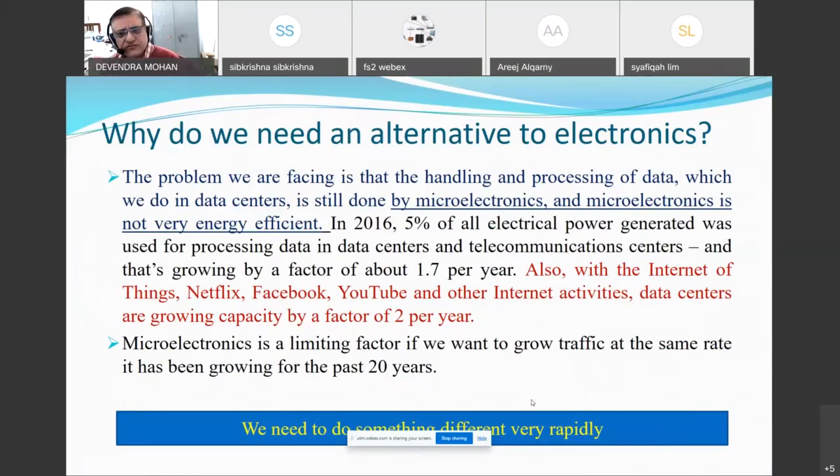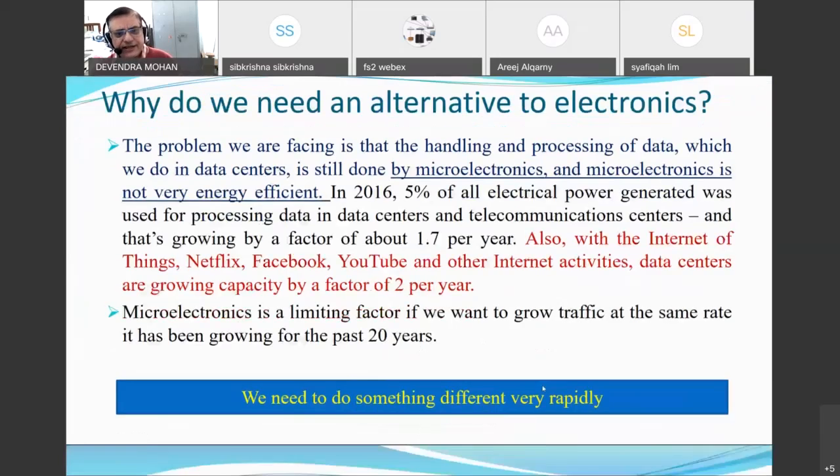So also with the Internet of Things, Netflix, Facebook, YouTube, and other internet activities, we all are using all these apps nowadays. And data centers are growing capacity by a factor of 2 per year. So microelectronics is a limiting factor. If we want to grow traffic at the same rate it has been growing for the past 20 years, we need to do something different very rapidly.